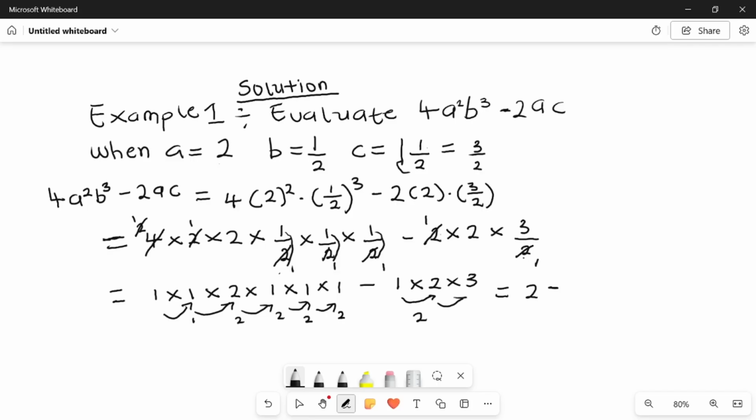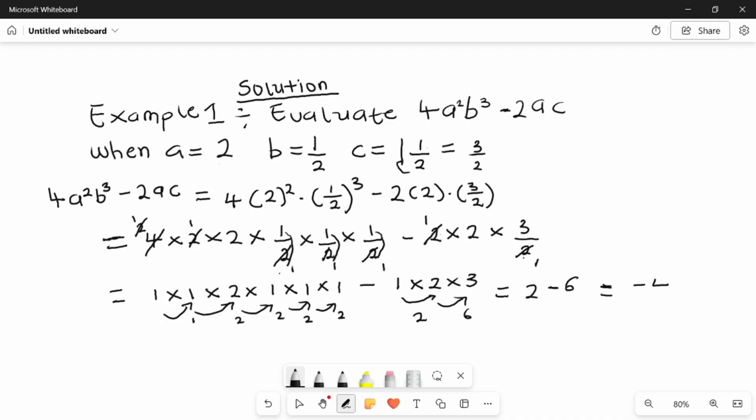2 times 3 gives us what? 6. So it will be what? 2 times... will give us what? 6. So it will be 6 here. So our final answer will be 2 minus 6, which will give us what? 2 minus 6 will give us what?